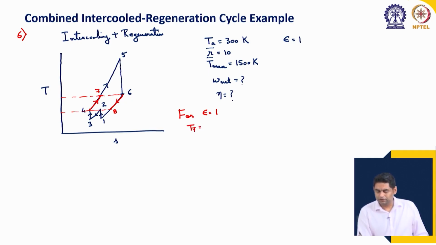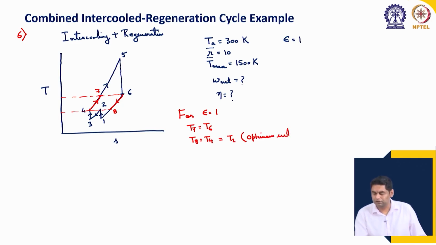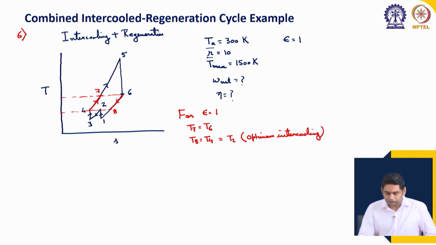T 7 is equal to T 6 and T 8 is equal to T 4, and for optimum intercooling this is also equal to T 2, which we have previously discussed. Okay. So, now the solution process is exactly similar, and our main aim is to see what values we obtain of net work output and efficiency.